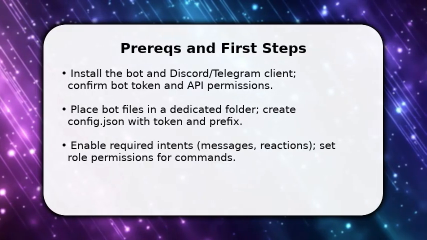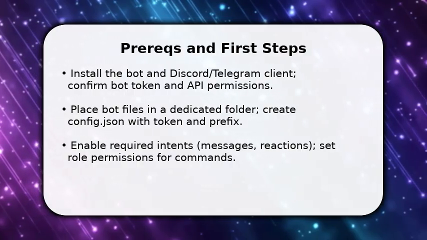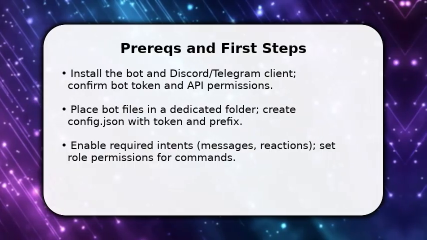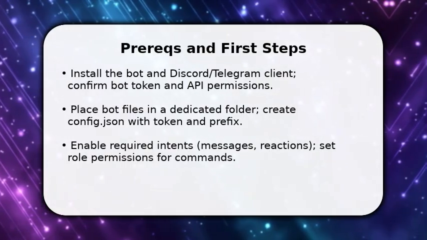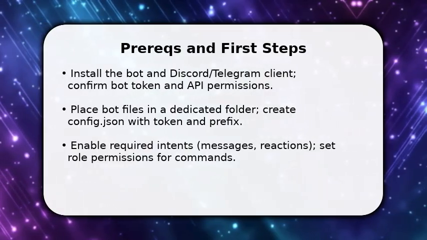You start by preparing essentials. Install the bot and open your Discord or Telegram client, then paste the token into config.json. Once done, grant message and reaction intents and assign a bot role with send/read permissions.